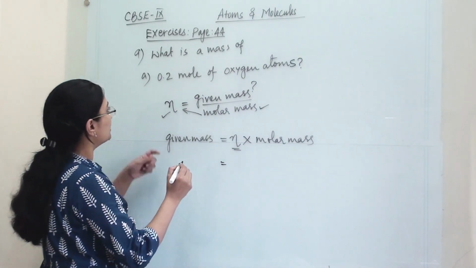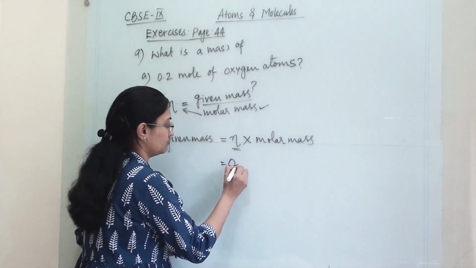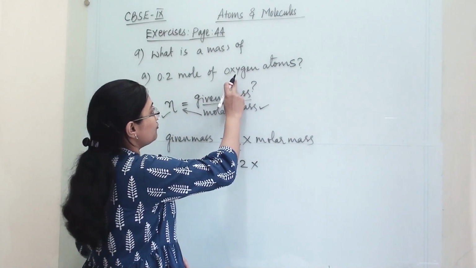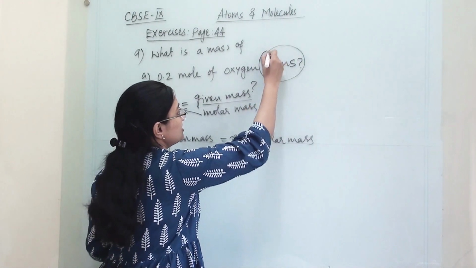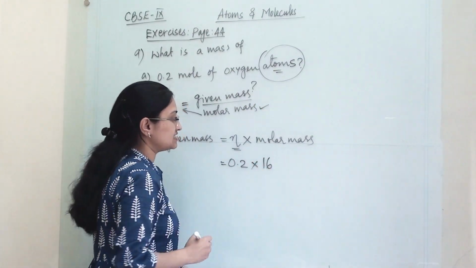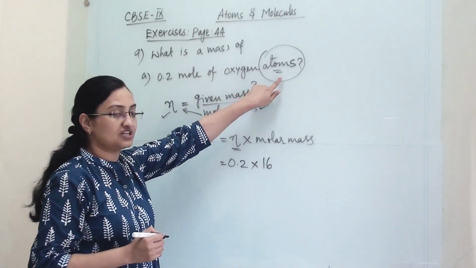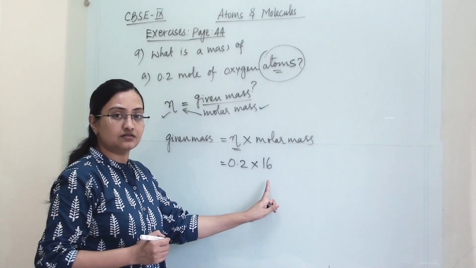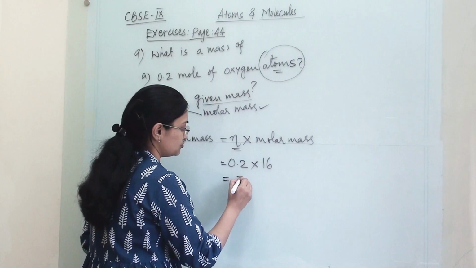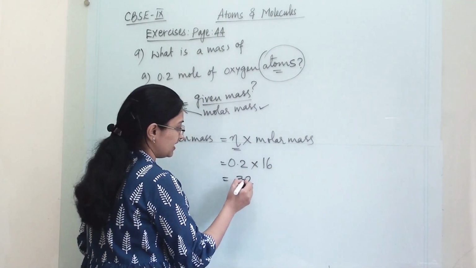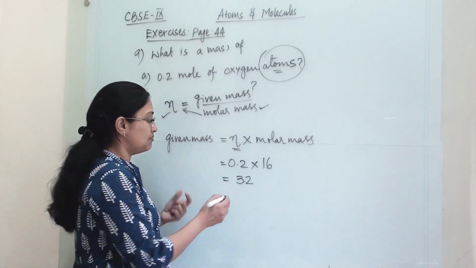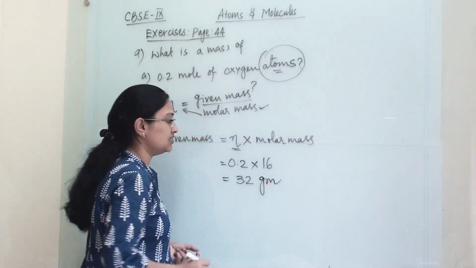Now the number of mole is 0.2. Now molar mass for oxygen atoms. This is important: atom. So here we can take 16. If they had asked for oxygen gas, then we would have taken 32 here. Now 0.2 into 16. So 3.2. Now this is mass, so we are going to write gram.